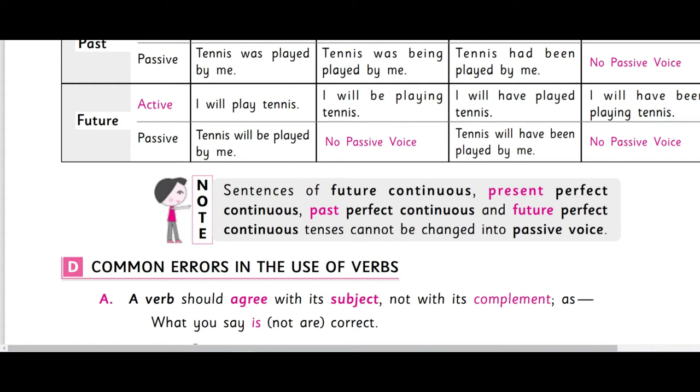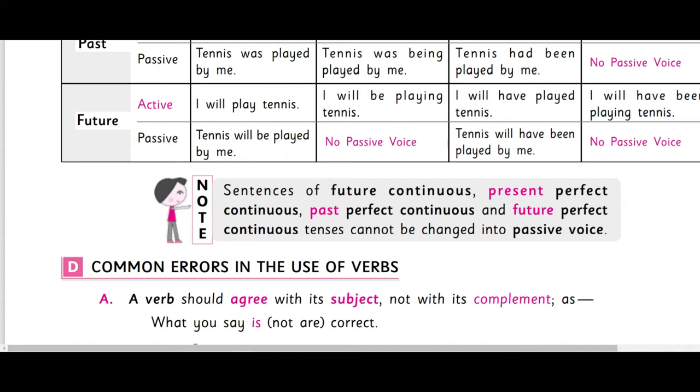Always remember, we should know the active form and passive form, the formulas for how to make active and passive forms. I will have been playing tennis: in that there is no passive voice. Sentences of future continuous, present perfect continuous, past perfect continuous, and future perfect continuous tenses cannot be changed into passive voice. That's a rule, and we should keep it in mind.